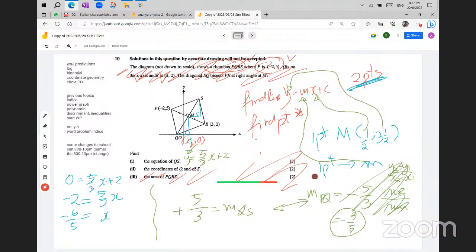The key to finding S is to make full advantage of this. This distance will be the same as this. This distance will be the same as this distance. You can find S. Do you visually understand this?